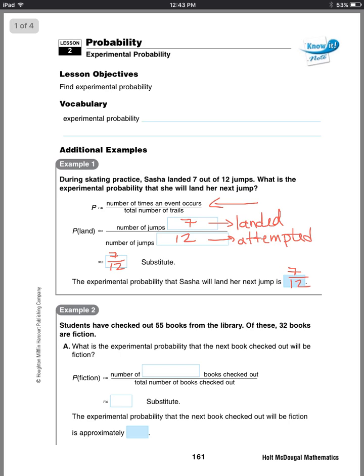So, number of fiction books checked out, because that is the event, over the total number of books checked out, because that is the trials. So, the number of fiction books checked out was 32. The total number of books checked out was 55. So, the experimental probability that the next book checked out will be fiction is 32 out of 55.